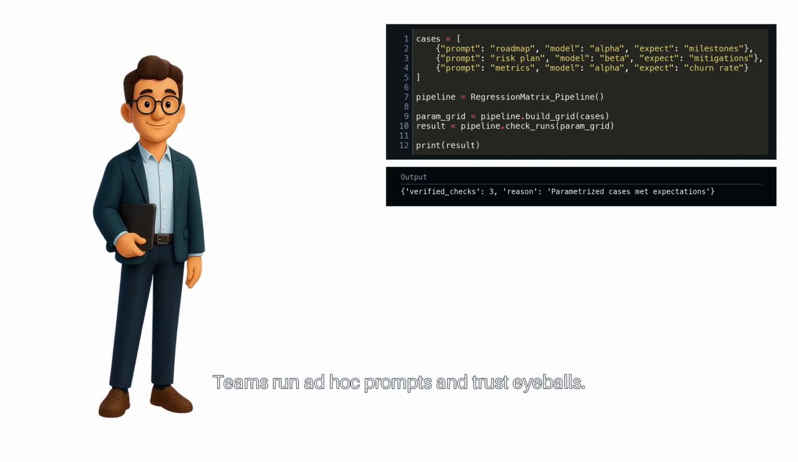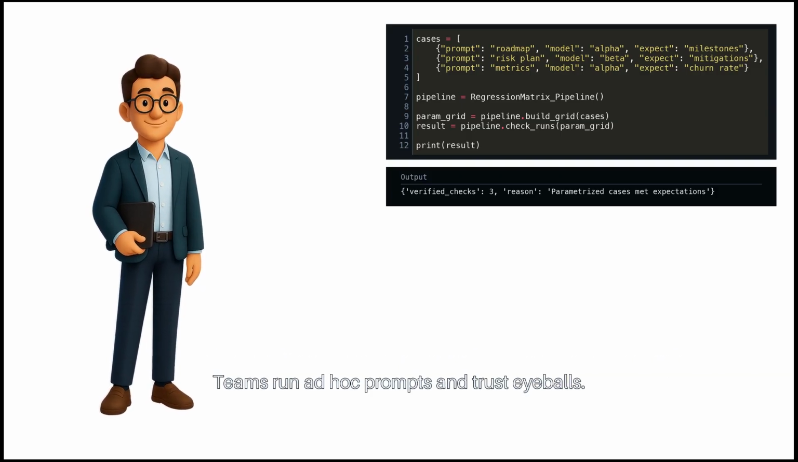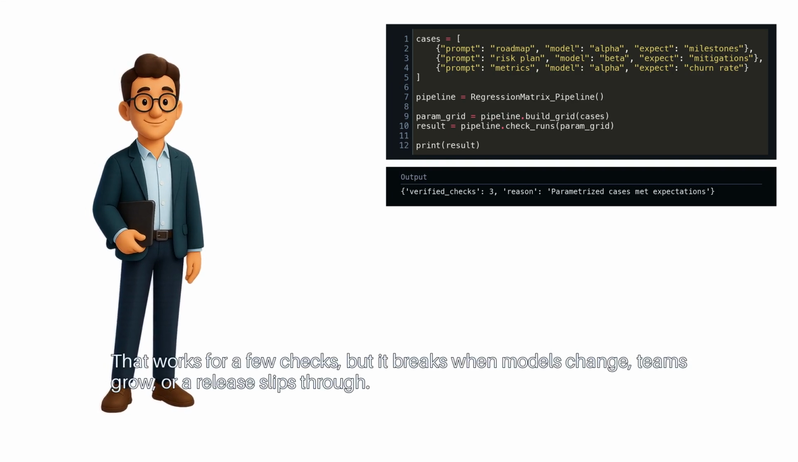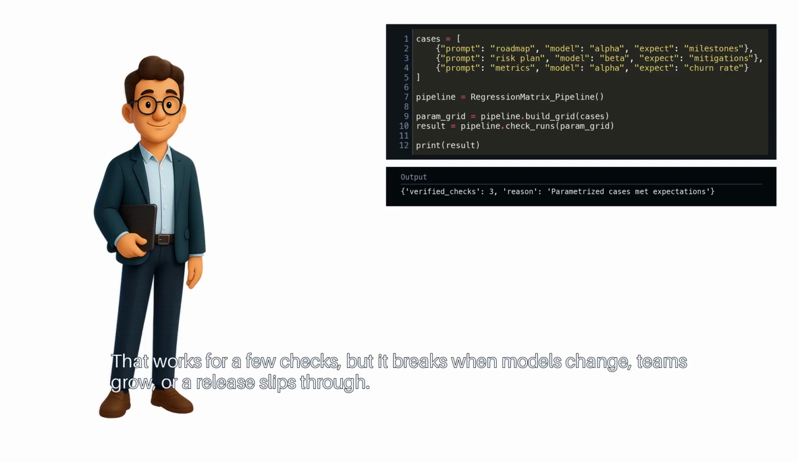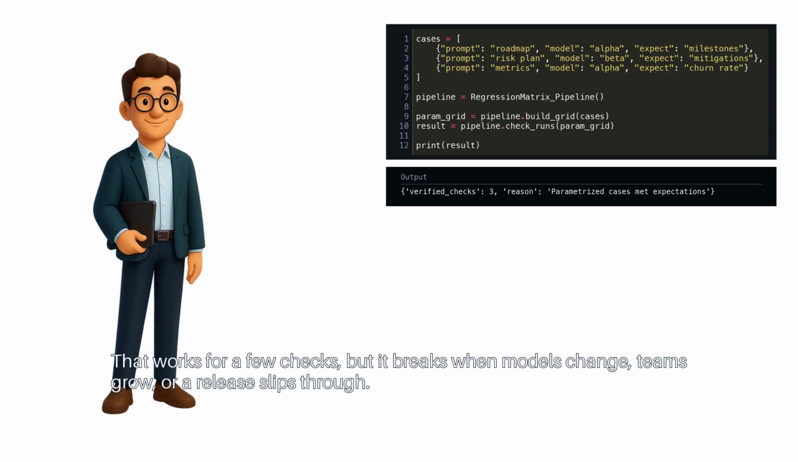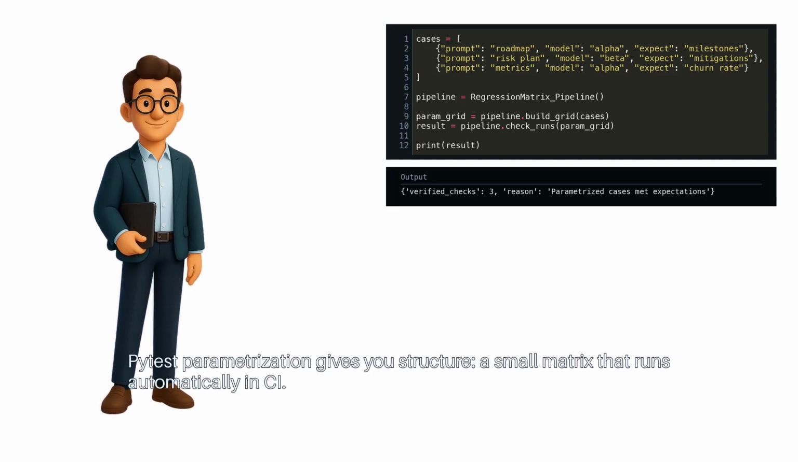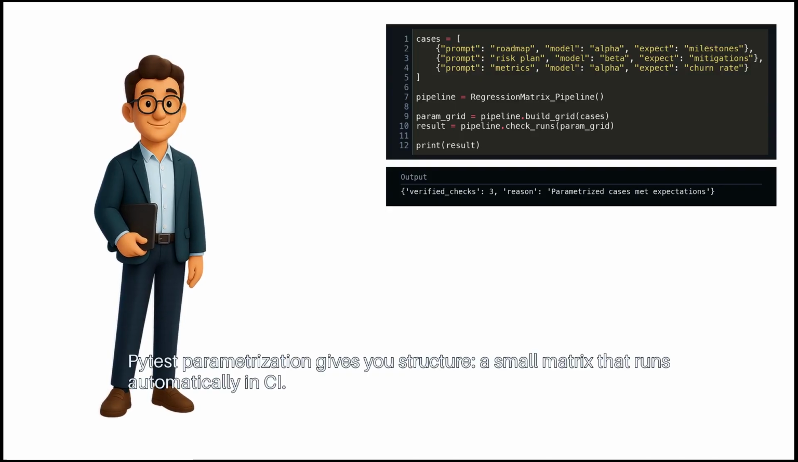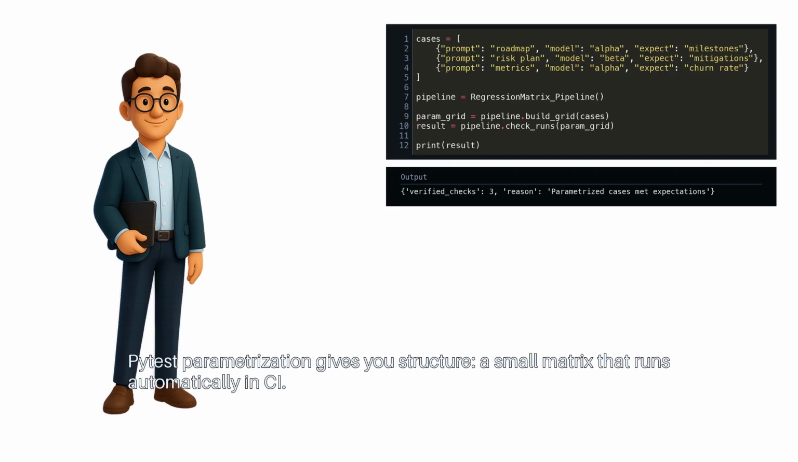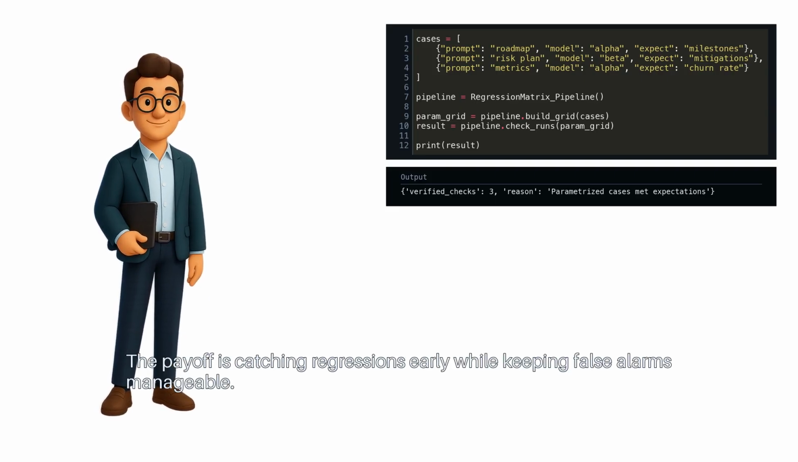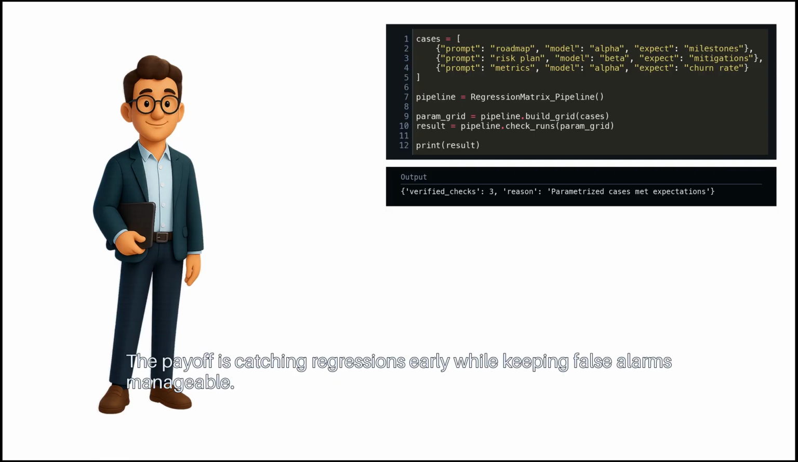Teams run ad hoc prompts and trust eyeballs. That works for a few checks, but it breaks when models change, teams grow, or a release slips through. Pytest parametrization gives you structure, a small matrix that runs automatically in CI. The payoff is catching regressions early while keeping false alarms manageable.